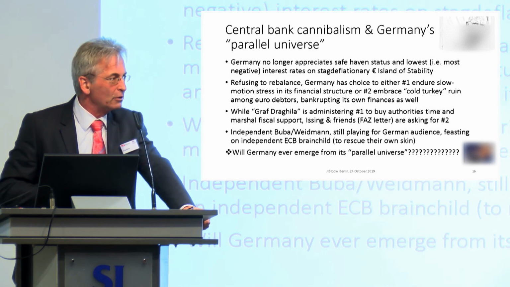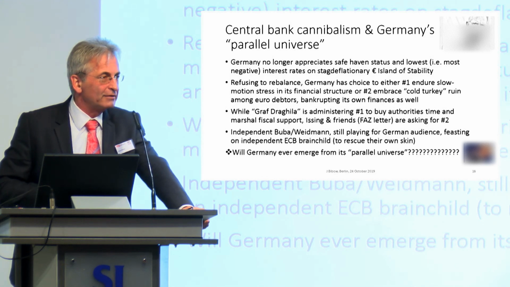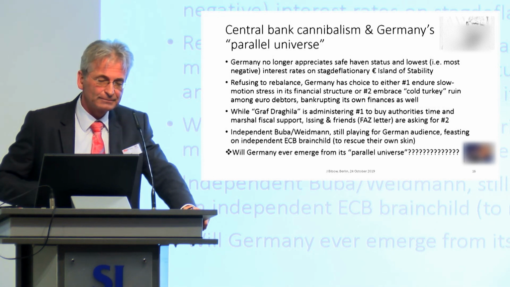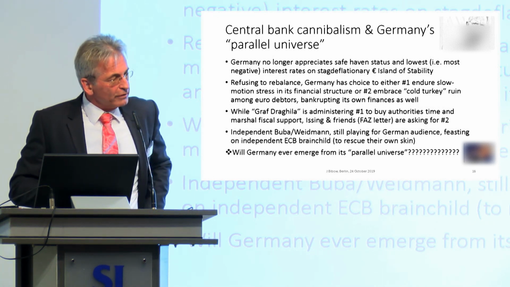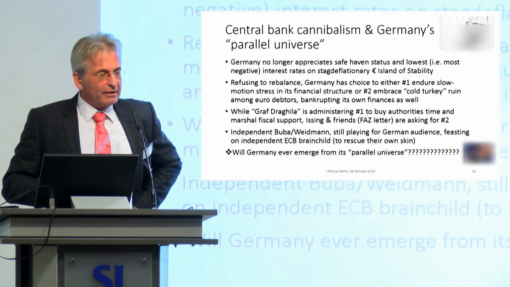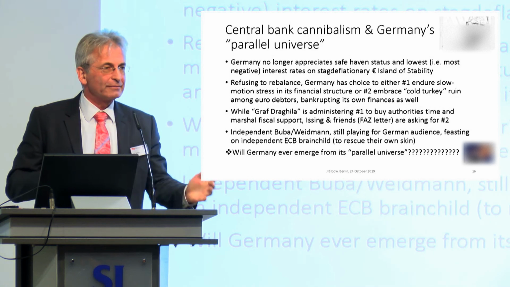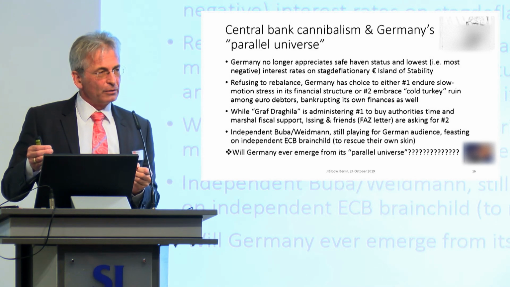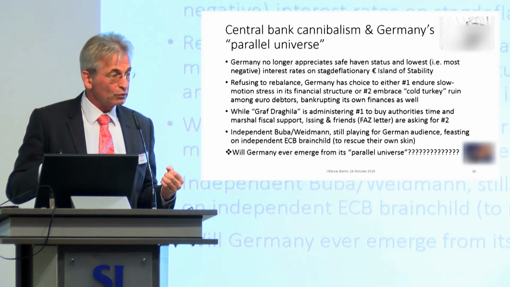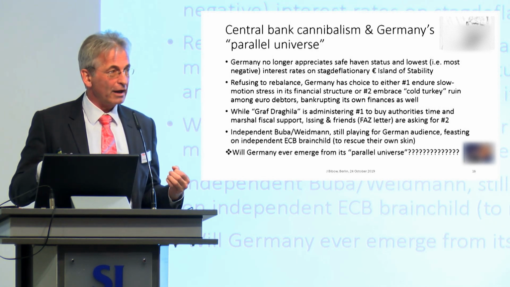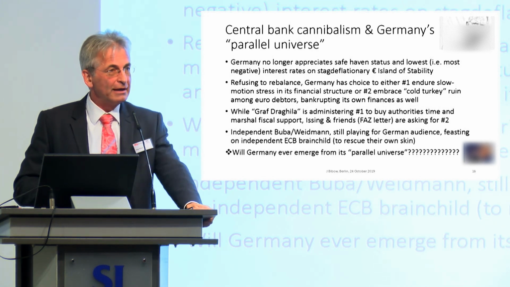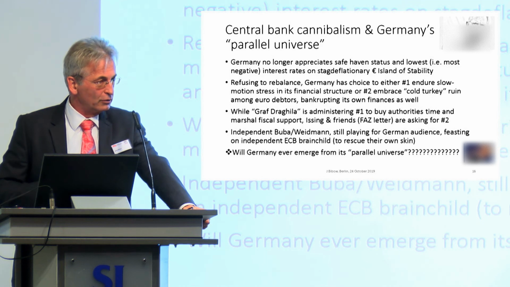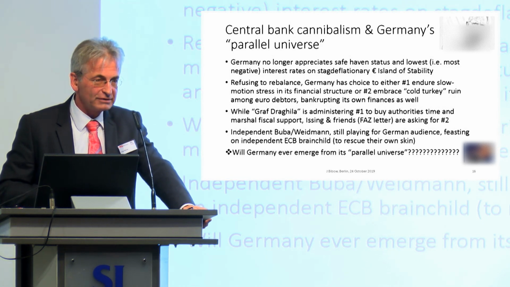It's just that Germany no longer seems to like the fact that its safe haven status now gives Germany the most negative interest rates. Germany continues to refuse to rebalance, but doesn't seem to understand that there's really just a choice between two things. It's either the Draghi medicine, which is a slow motion process, which is of course creating problems in the financial system, which will eventually undermine the financial structure. But it's essentially about buying time. It's giving governments the opportunity to do something more constructive, expansionary fiscal policy I have in mind here.